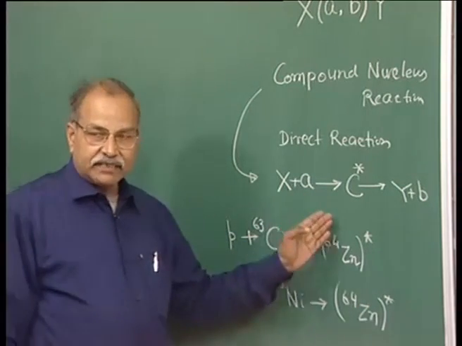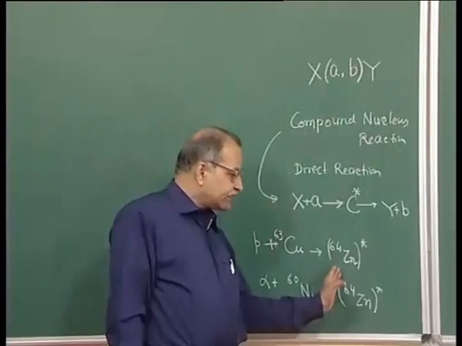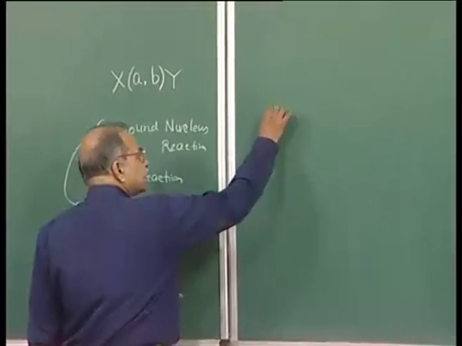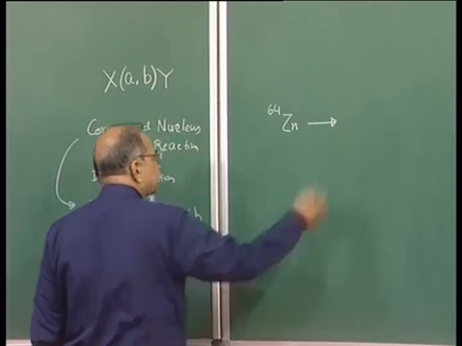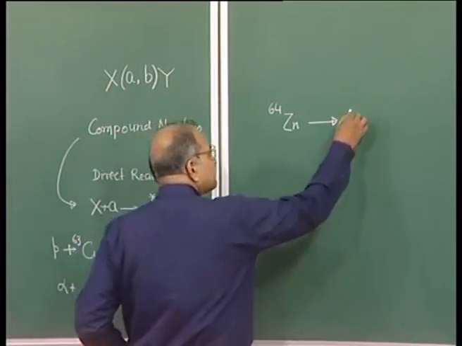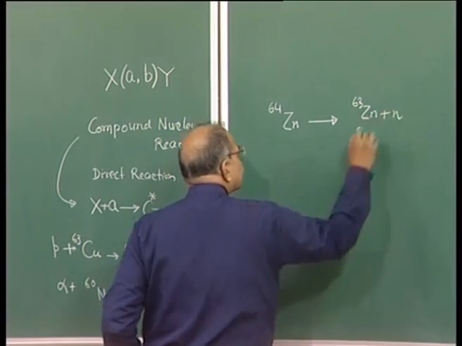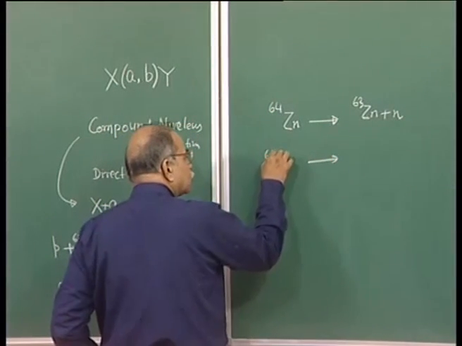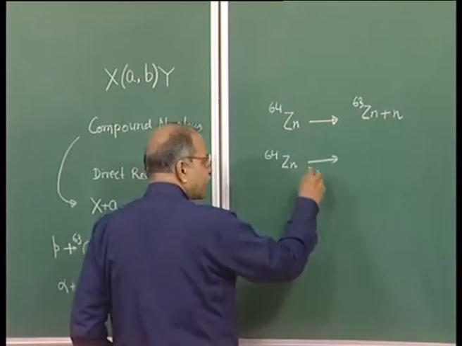Okay. So, it can decay in various manners, it can be formed in various manners, and it can decay in various manners. So, after the 64 zinc is formed, that can decay too by emitting, let us say, a neutron. If a neutron is emitted, it will be 63 zinc plus neutron, this is one channel. It can also go through 2 neutron emission.